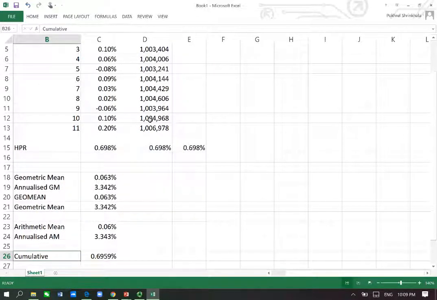So we'll be continuing our discussion, and in the next video we'll talk about the use of log returns to find out the return again.